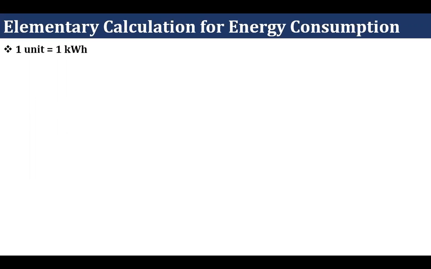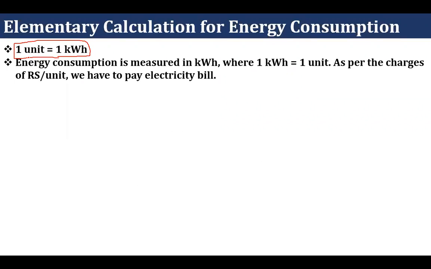So 1 unit equal to how much? It is 1 kilowatt hour, which is called 1 unit. That means if a load is consuming 1 kilowatt of power for 1 hour, then the consumption will be equal to 1 unit. So energy consumption is measured in kilowatt hour, where 1 kilowatt hour equal to 1 unit.